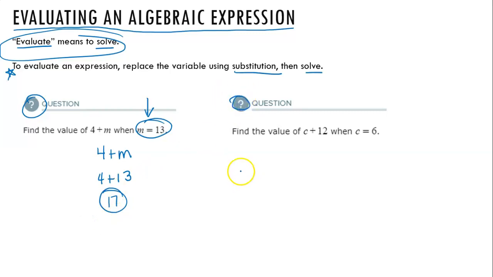You pause the video and try this one on your own. You should have written down the expression to start. You should have found that c was 6, and then this is just an expression, not an equation, so we just add 6 and 12, and you should have gotten 18 for that one.